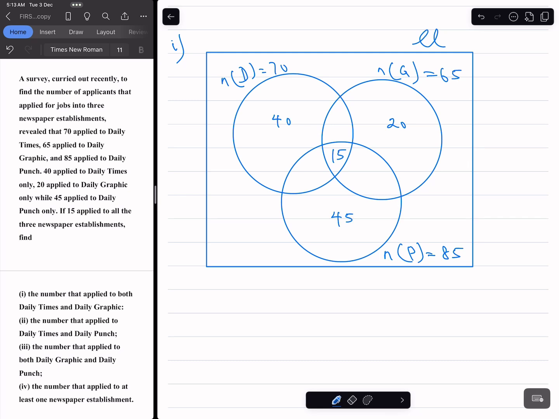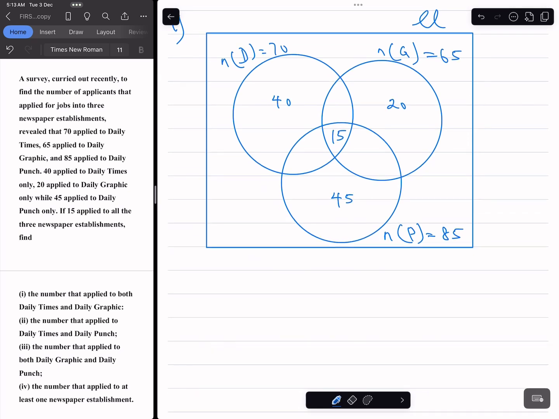Let me start with Roman figure 1. The number that applied to both Daily Times and Daily Graphic. That means we want to find the people that applied to Daily Times and Daily Graphic. This curve is for Daily Times and this is for Daily Graphic. So those that applied to Daily Times and Daily Graphic are the people in the whole of this place, which is a combination of those that applied to Daily Times and Daily Graphic only and those that applied to all the 3 newspaper establishments.